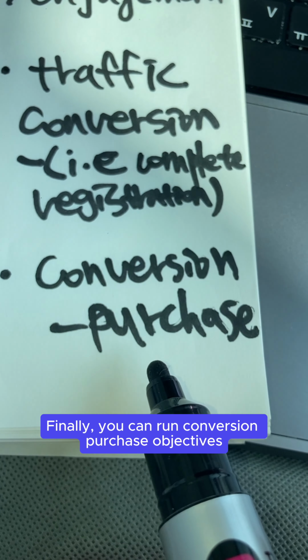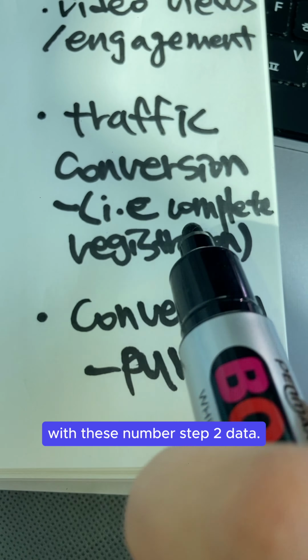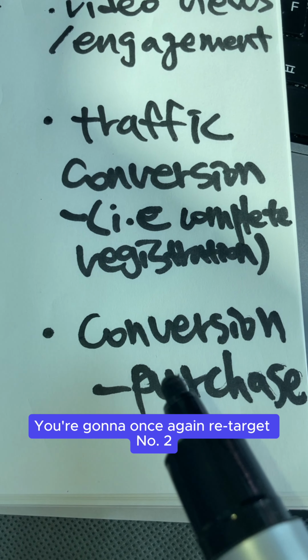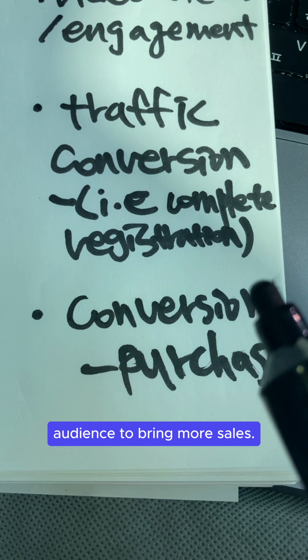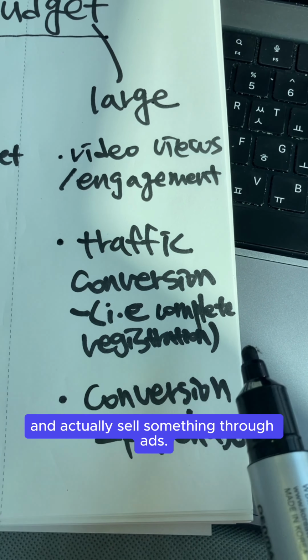And step three, finally, you can run conversion purchase objectives with the step two data. You're going to once again retarget the number two audience to bring more sales. This way, you can track all of your data accordingly and actually sell something through ads.